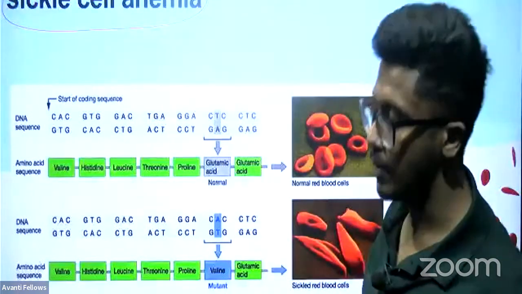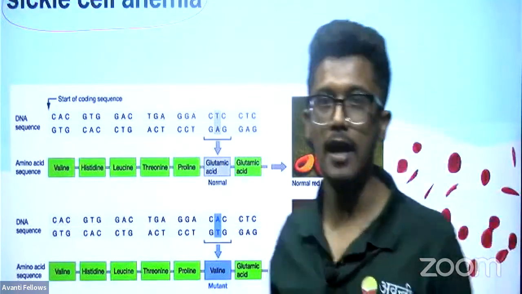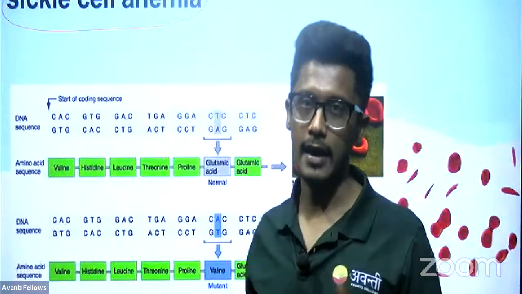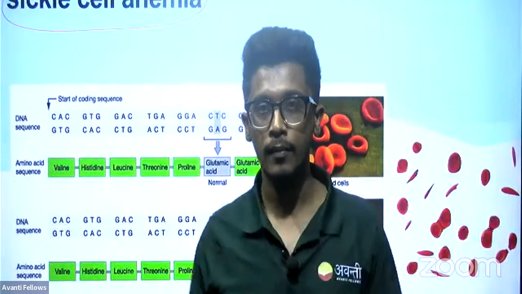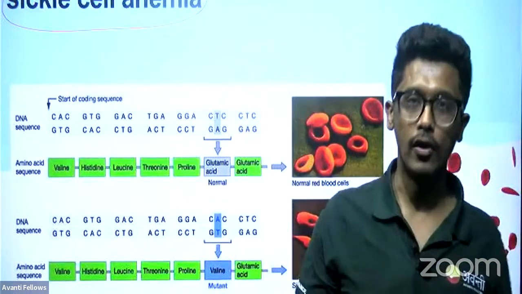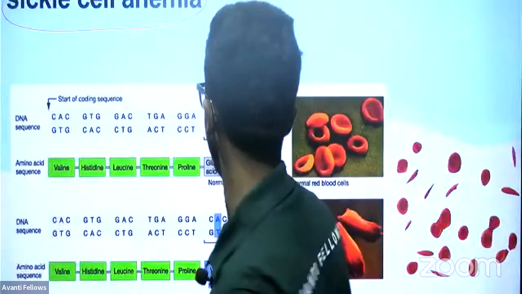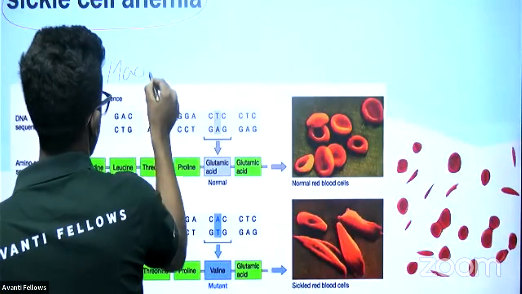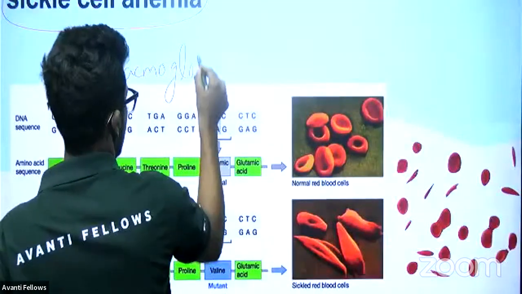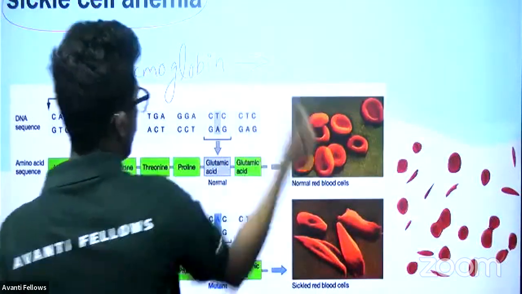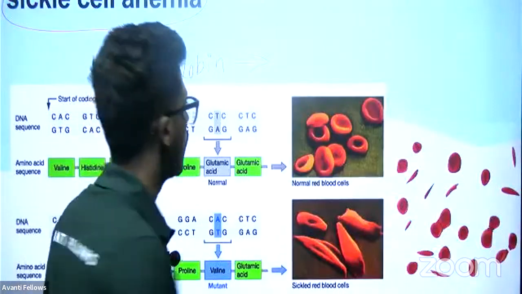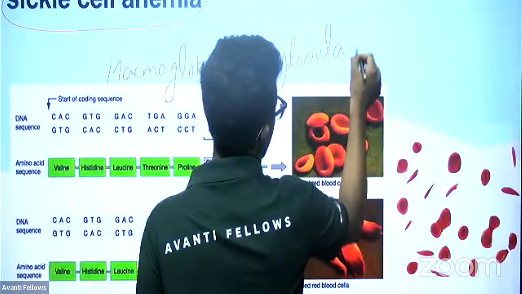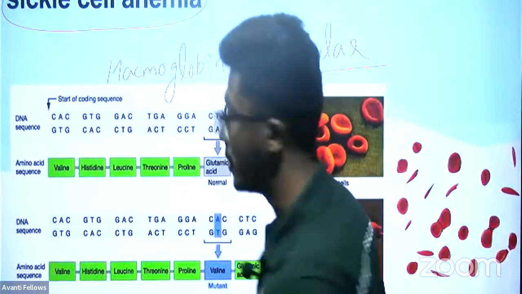So sickle cell anemia, what is happening here? You have to understand that our red blood cells are very well designed to pick up, they're like carriers of oxygen molecules. And they do this carrying of oxygen molecules with the help of a protein called hemoglobin. Hemoglobin is a protein and it is a globular protein. So the shape of a hemoglobin protein is globular in nature.